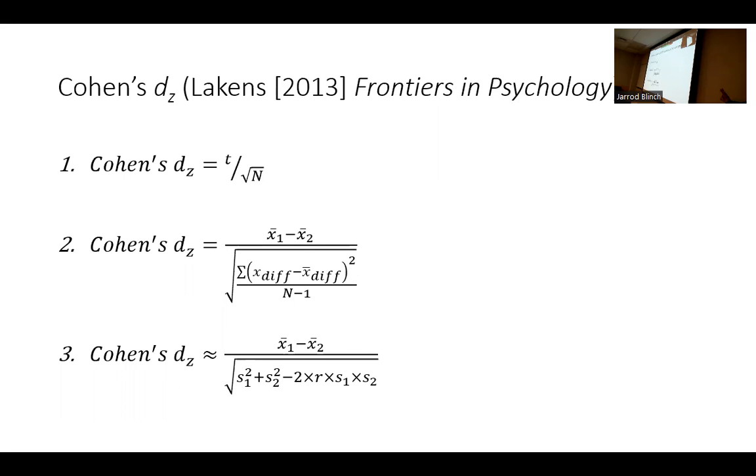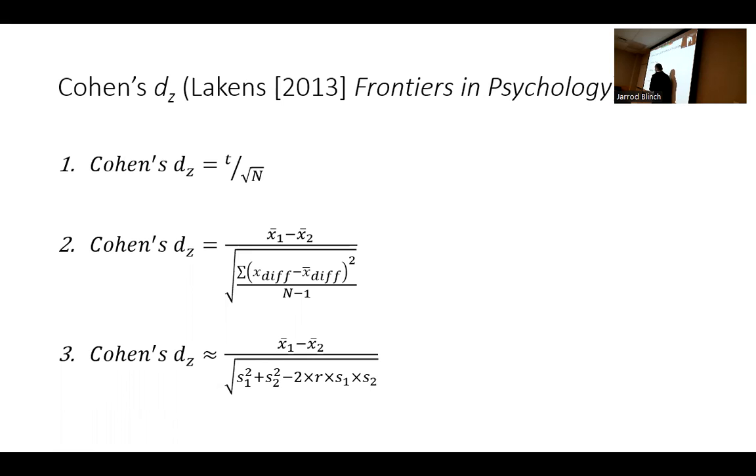There are 3 ways to calculate Cohen's d sub z. This is the easiest because it's just the t-value divided by the square root of the number of participants, so 2 numbers that are in the t-test table. Great. This one is a little longer. These are exactly the same, the values they give you. So faced with the choice, I would go with the first.